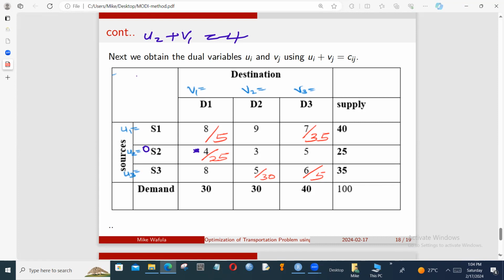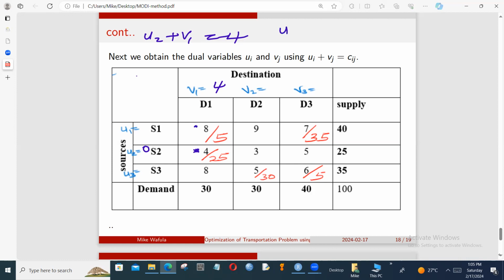Let's find V1. V1 is what? V1 is 4. V1 is 4, correct. In that row 2, there is no other cell allocated, so it may not help us to get any other. We can come to row 1. Row 1, I think we can get U1.